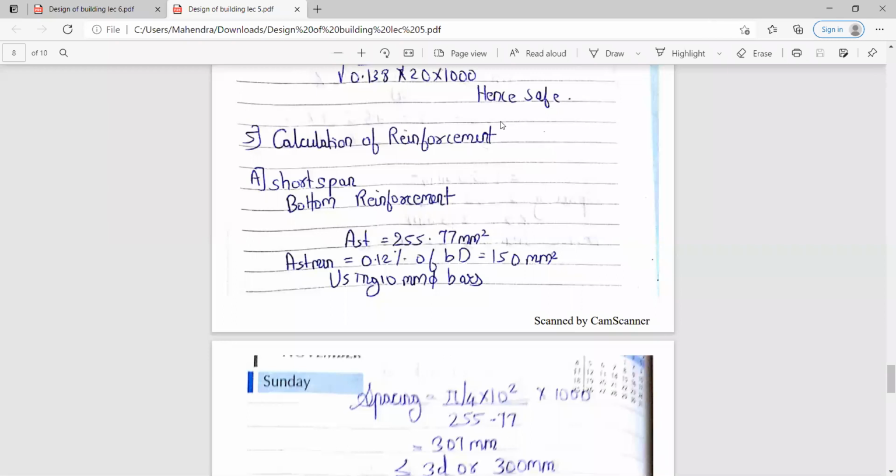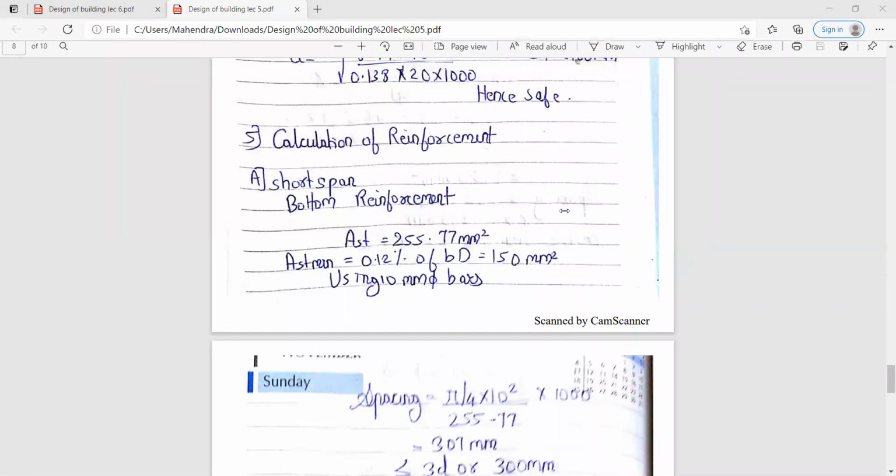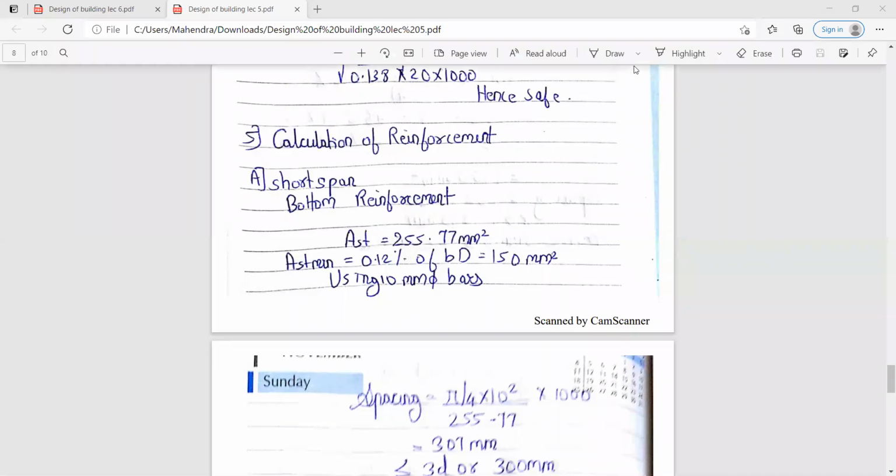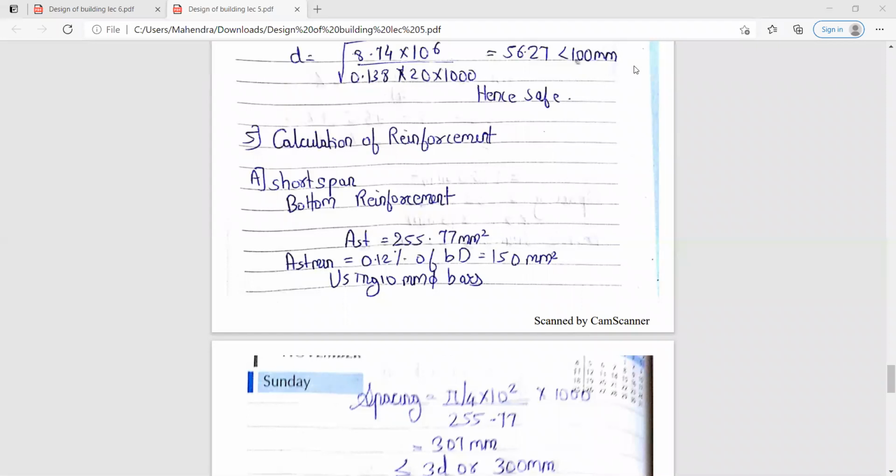So first of all, for calculation of reinforcement, we will start with the shorter span. For the shorter span, we need to calculate the bottom reinforcement. So to calculate the bottom reinforcement, first you need to calculate Ast. The formula to calculate Ast is the same that you used in the earlier design, that is 0.5 fck into fy in bracket 1 minus under root of 1 minus Mu upon bd square fck. By using that formula, you are going to calculate Ast.